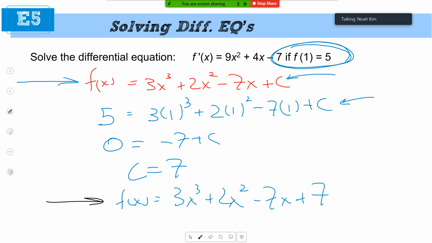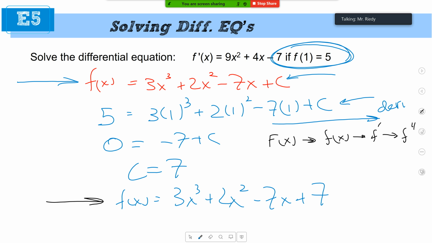When does the capital F come into play? Remember, we've got this order now. Going this direction is derivatives. Going this direction is integrals. Okay, so in this particular problem, we started with f prime, so the antiderivative of f prime takes us back to lowercase f.